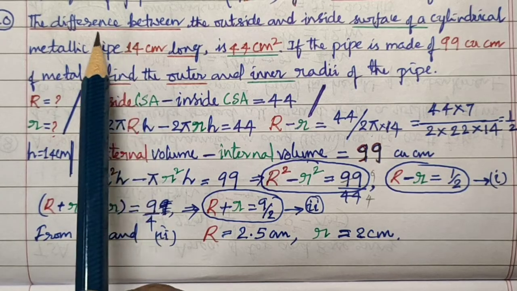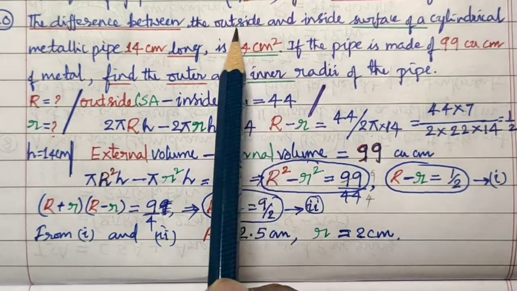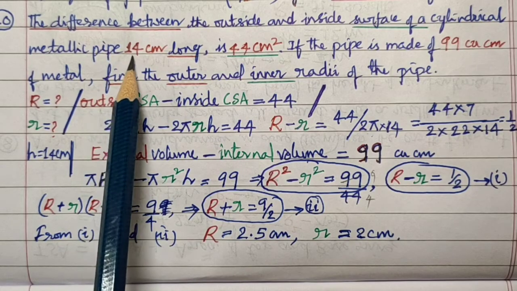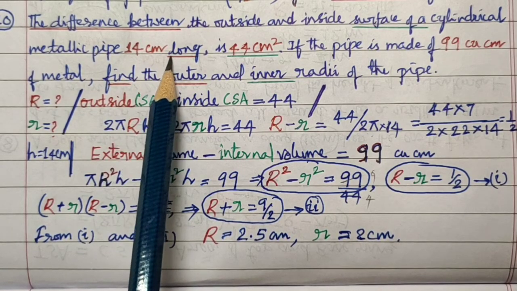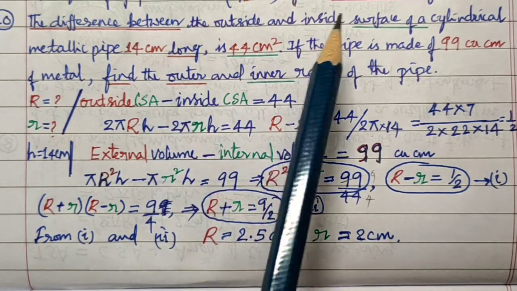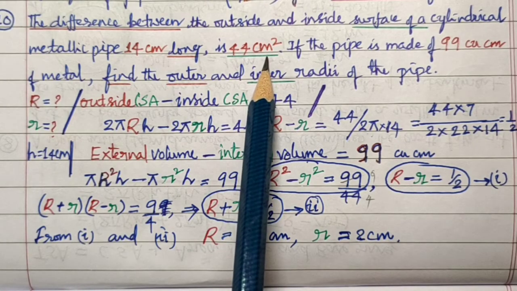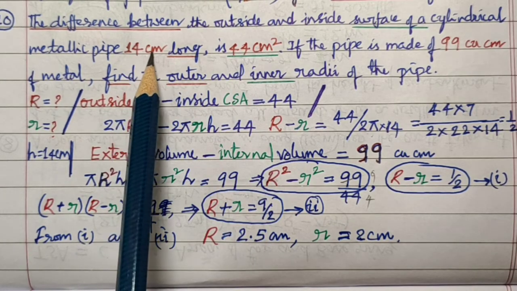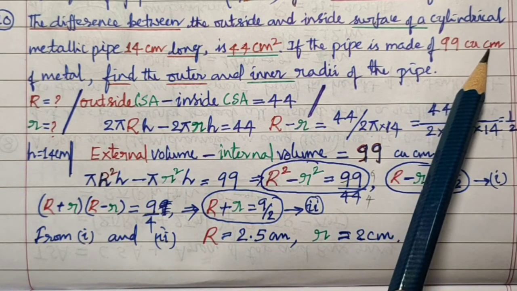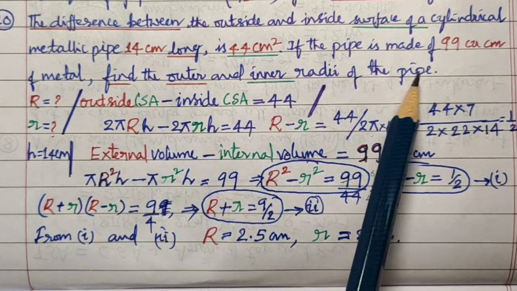The difference between the outside and inside surface areas of a cylindrical metallic pipe is 44 centimeter square. The length of the pipe is 14 centimeters. If the pipe is made of 99 cubic centimeter of metal, that is the volume they were given, find the outer and inner radii of the pipe.